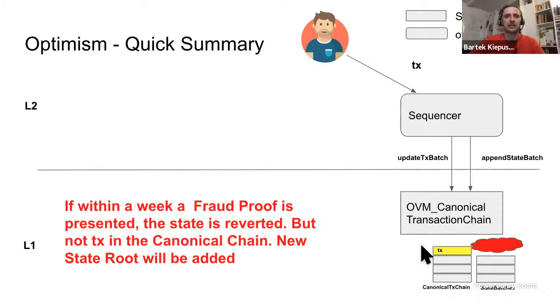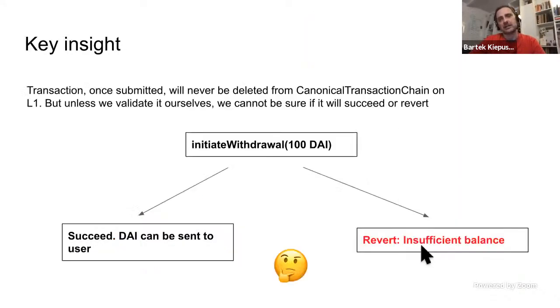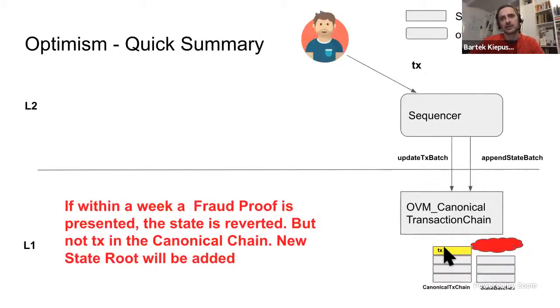So the key insight from all this, really, to enable fast withdrawals and all sorts of other cool features that you can build on top of Optimism, is that once the transaction is submitted, it can never be deleted from the canonical chain. And whenever we see this transaction here, we can actually compute the state ourselves, right?